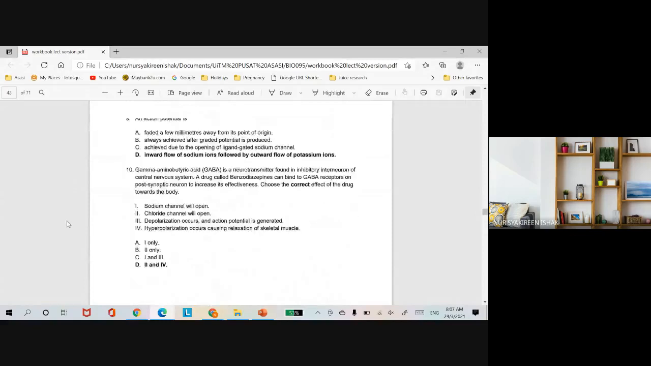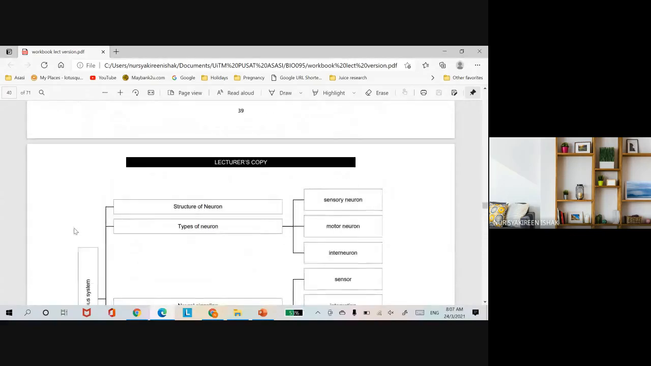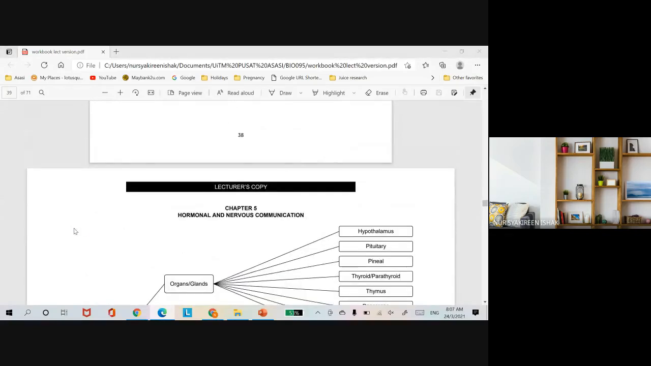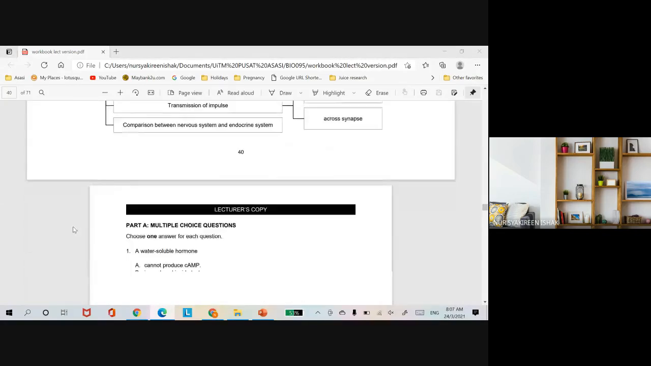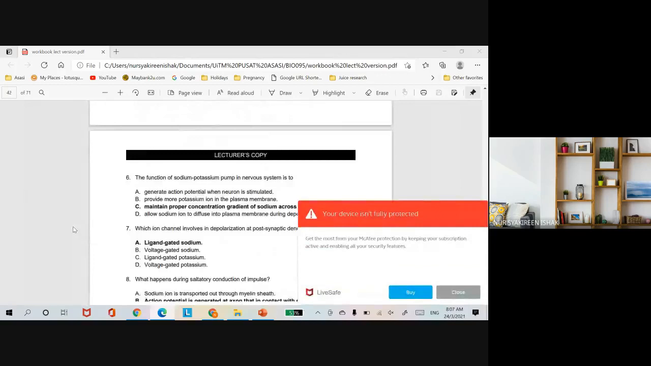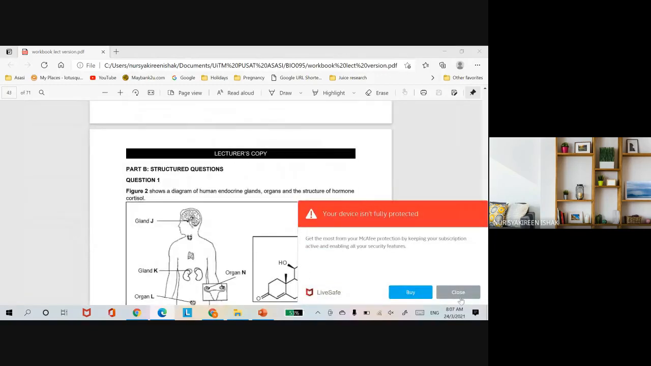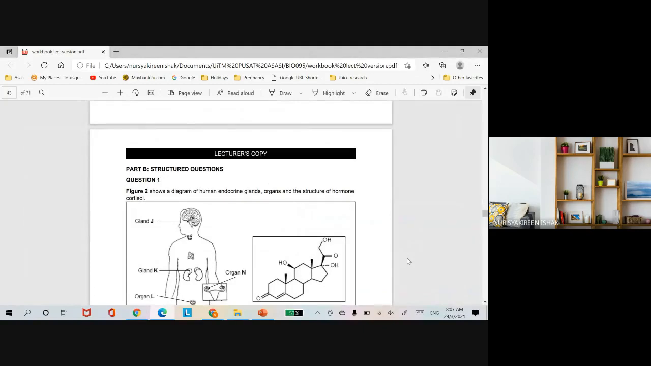Okay, so part B of chapter 5, which is on hormonal and nervous communication. For this part, we are going to look at part B, which is on structured questions.